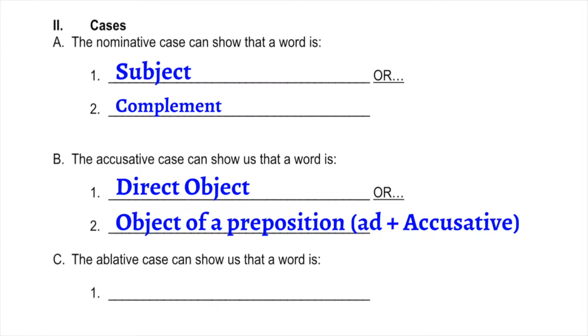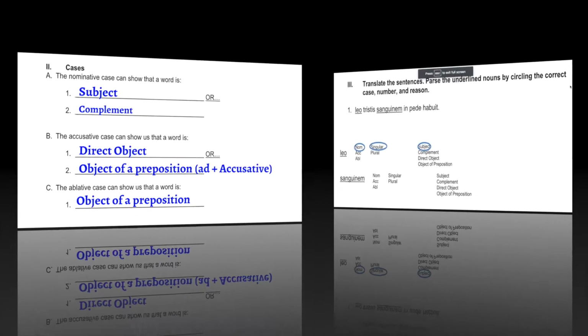Accusative case can also show us the object of a preposition. We use accusatives with the preposition ad, which means to. So to the house, to the forum, ad forum. And our ablative case can show us that a word is also an object of a preposition. So we use a or ex, in. Many of the prepositions we've learned so far have used the ablative.